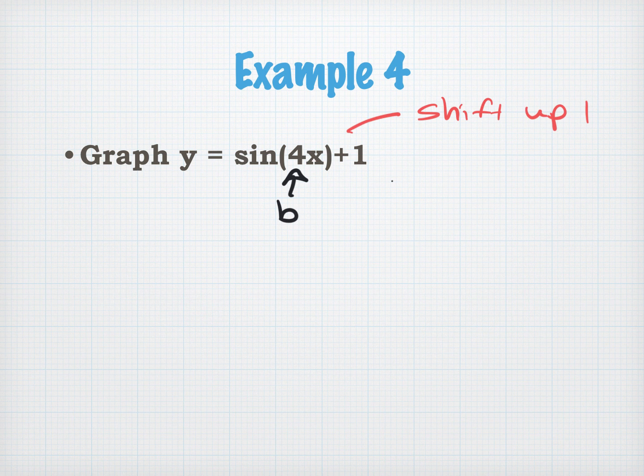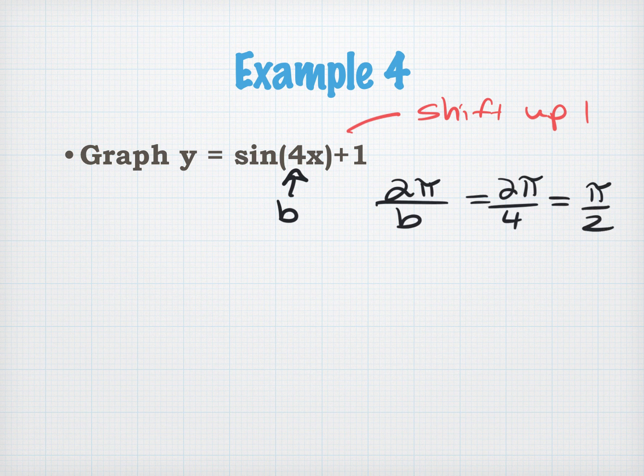So I take 2 pi. I'm going to divide it by that b value, which is 4. So 2 pi divided by 4. I could simplify that. And now I'm going to be able to complete my cycle in pi over 2. So before, if you think about 2 pi being 360 degrees, it took a whole trip around the whole unit circle to normally complete it. Now I'm doing it in pi over 2, which is 90. So this is super fast, 4 times as fast.